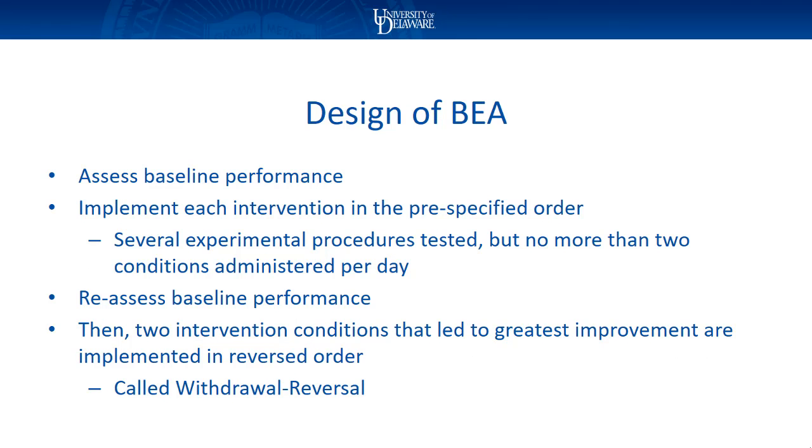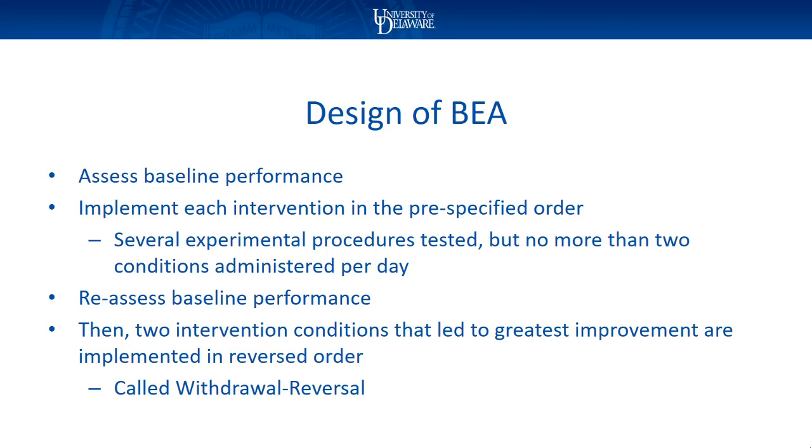So now that you have the basic ingredients in place, you've identified the target skill and the appropriate assessment, you've generated hypotheses as to why the student is struggling, matched those hypotheses to interventions, and considered the order in which you want to implement those interventions, it's time to implement the BEA design, which is as follows.